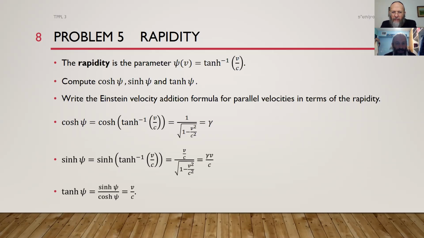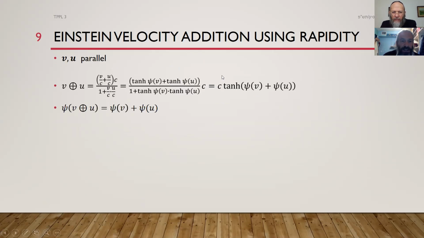And you get gamma v over c. And obviously the hyperbolic tangent is this one, either by dividing sine by cosine or by just looking at the definition of psi in the first place. Now, how do we use this to write the addition formula? Take u and v parallel and just consider their magnitudes, and we ignore the direction. We know it will stay in the same direction.